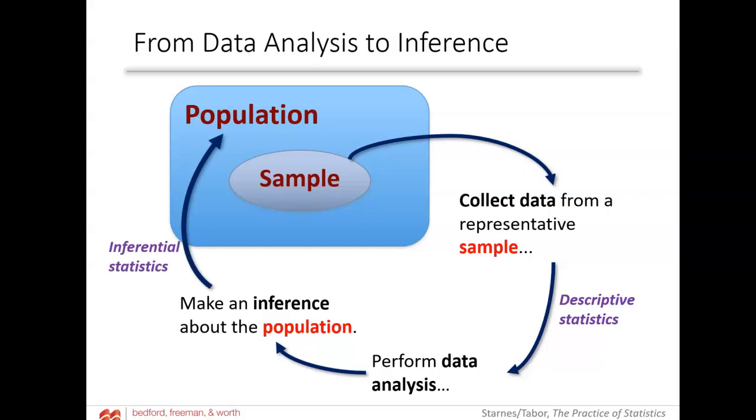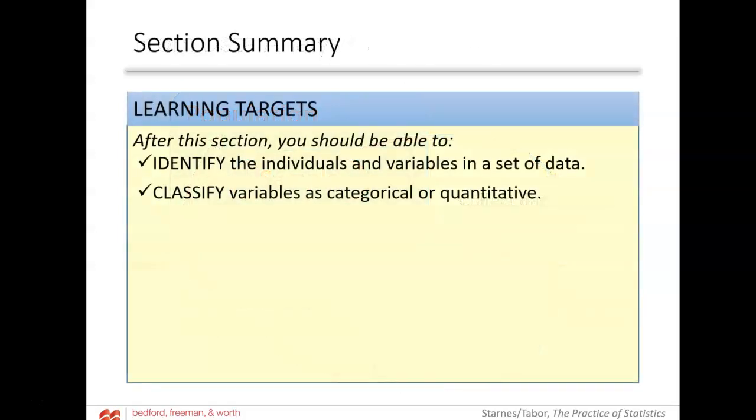We talked a lot about this in the collecting data chapter earlier, about having good sampling methods. Then we're going to perform data analysis to get some descriptive statistics and then hopefully make an inference about the population if we are able to. That's the idea: take our sample, perform some data analysis on it, and then extend it to the population as a whole. That's the whole point of this.